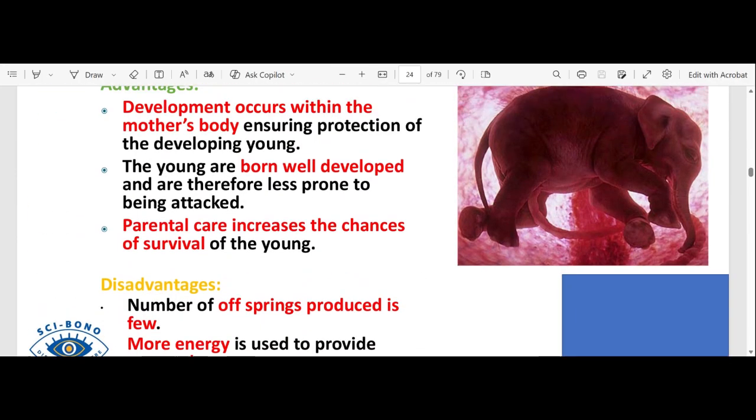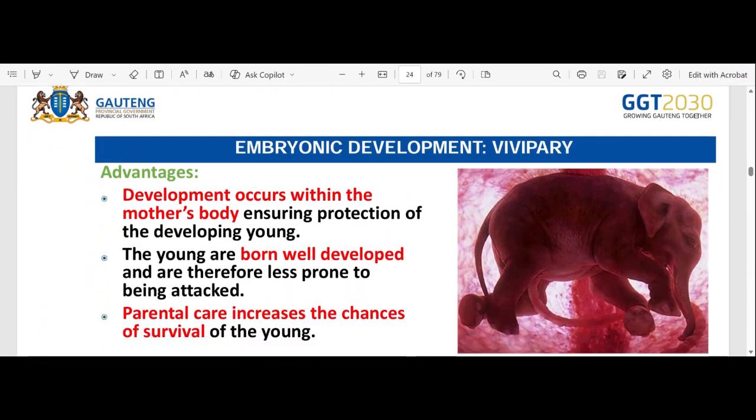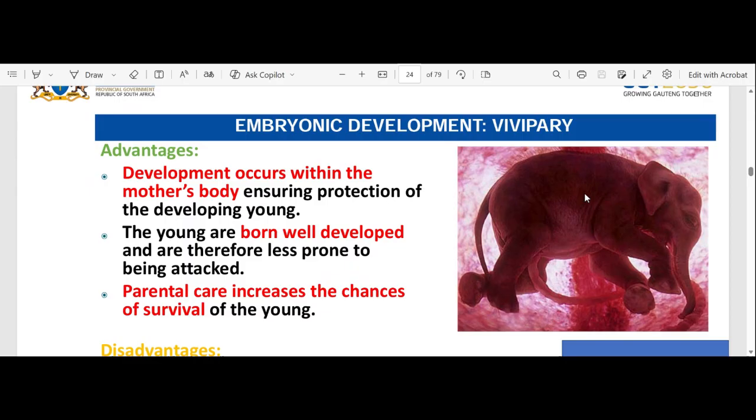Okay, let's go to viviparity. What is viviparity? Viviparity is when the young is protected in the mother's uterus. The embryo develops in the mother's uterus and receives nutrients from the placenta. So the young is in the mother's body. As humans, we also display the viviparous reproductive strategy. As you can see in the picture here, this is a young elephant within its mother's body, and it's receiving nutrients from the mother's placenta.